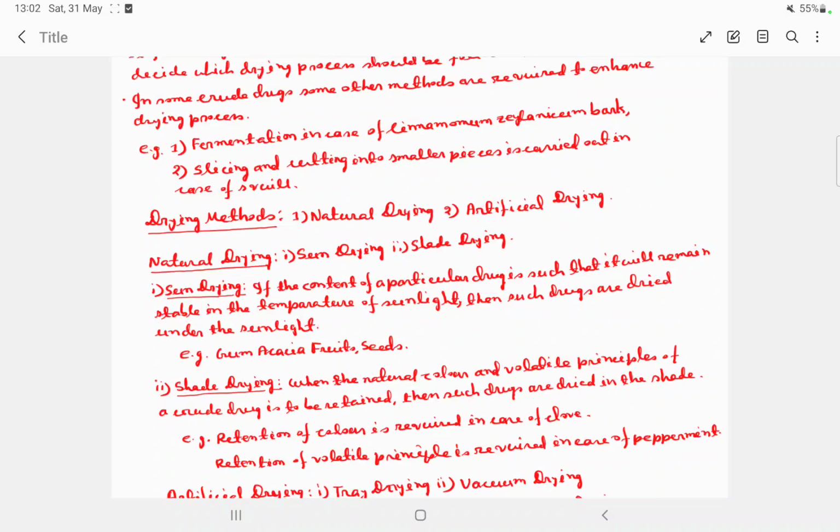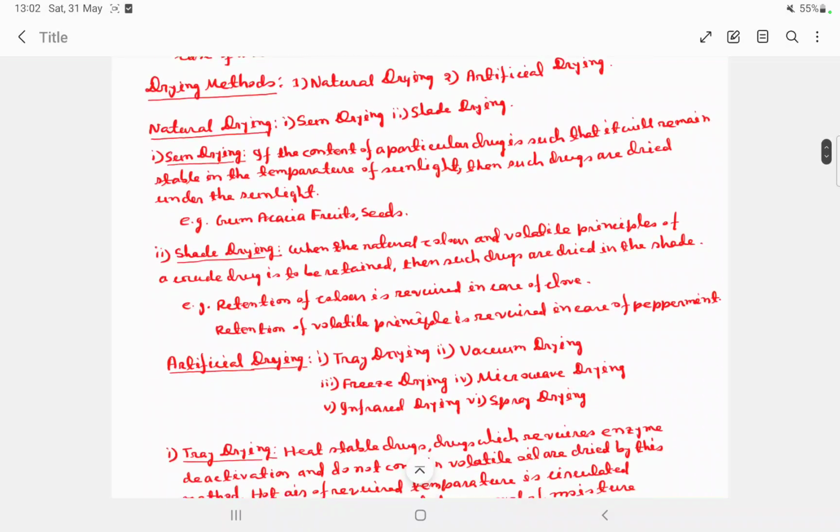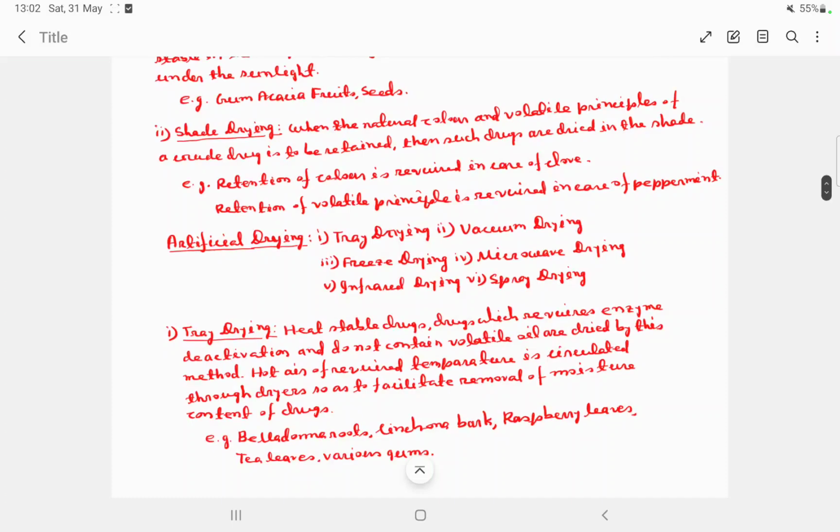Next is shade drying. When the natural color and volatile principles of a crude drug are to be retained, then such drugs are dried in the shade. For example, retention of color is required in the case of clove. Retention of volatile principle is required in the case of peppermint.